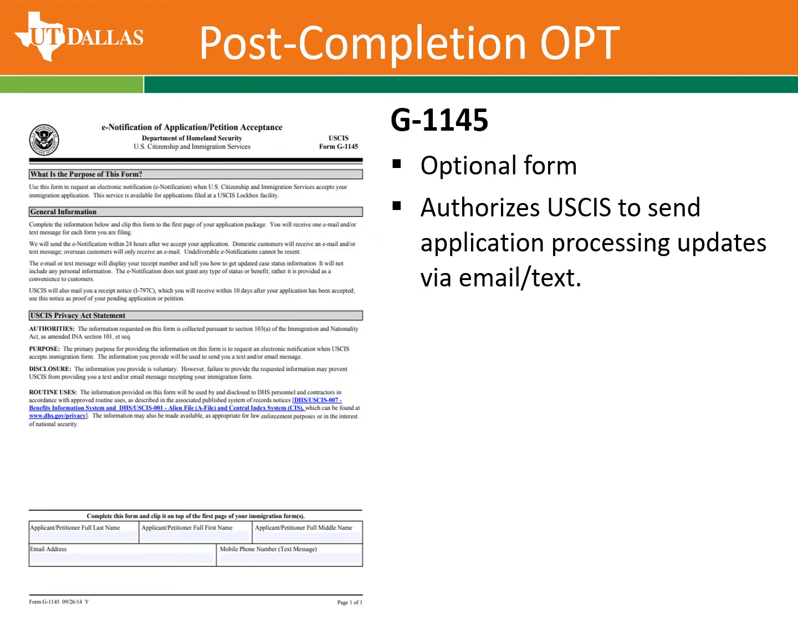The first form, the G1145, is arguably the easiest form in the application, but it is optional. This form is an authorization to USCIS to send you application processing updates via email or text. Usually they're going to send you updates if they have mailed something. For example, they could send you an update saying that they've mailed your receipt notice, and then sometime after an update saying that they've mailed your EAD. What you want to do is list your full name and the contact information that you want USCIS to use.